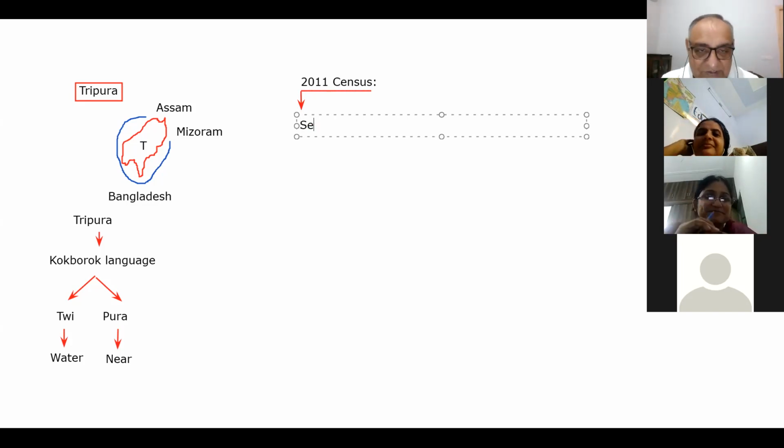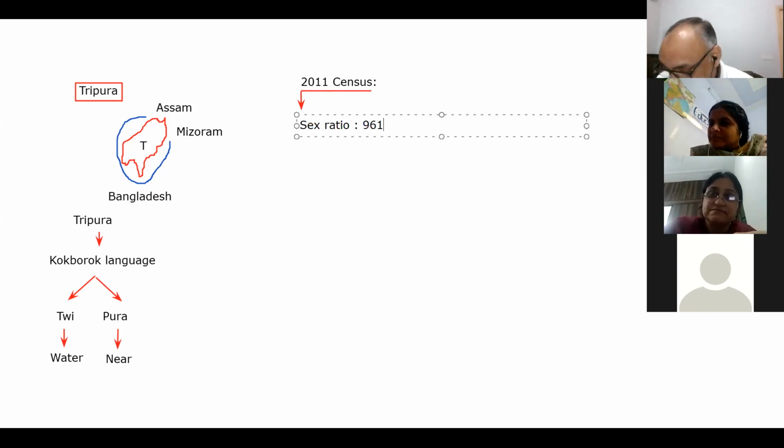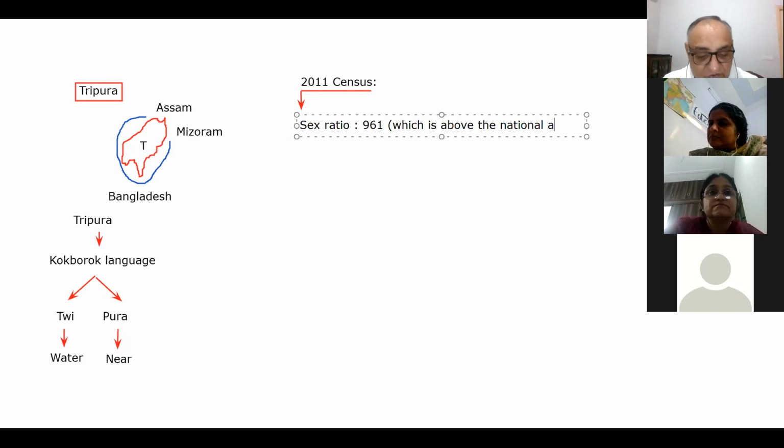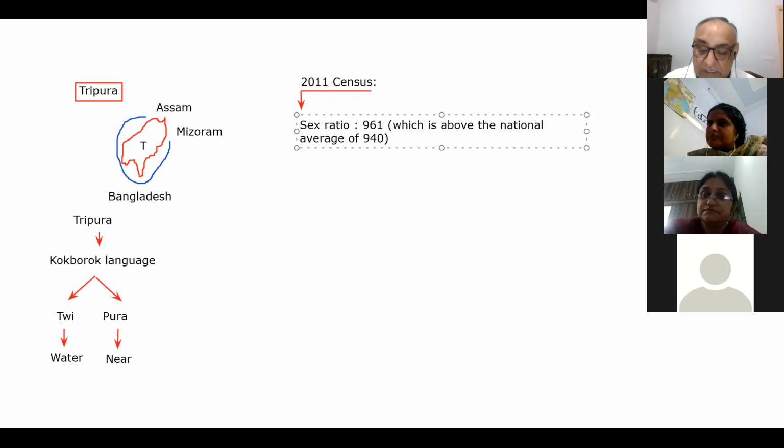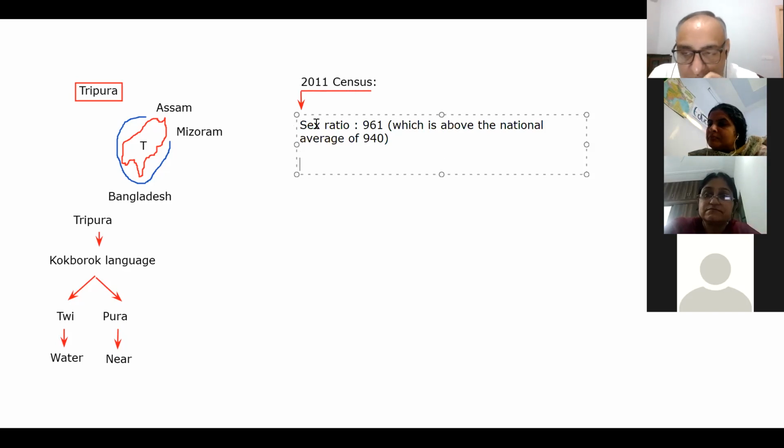Very good. So sex ratio. As far as the sex ratio is concerned, it is 961, which is above the national average of 940. So according to the 2011 census, the national average of sex ratio in India is 940 females per 1000 males.